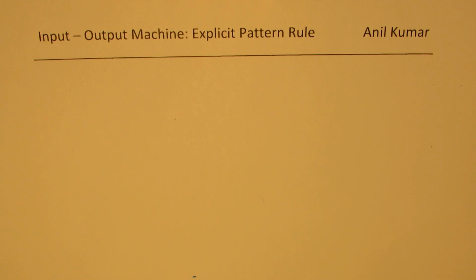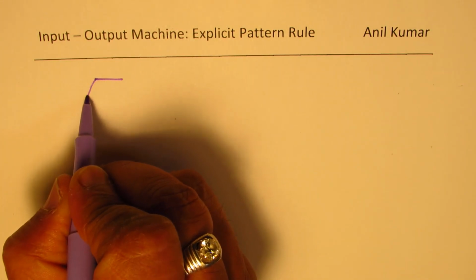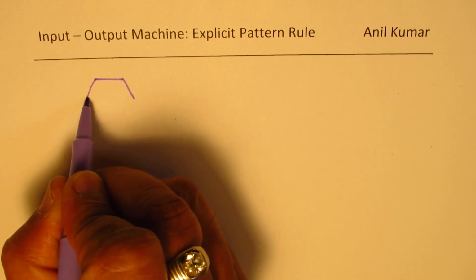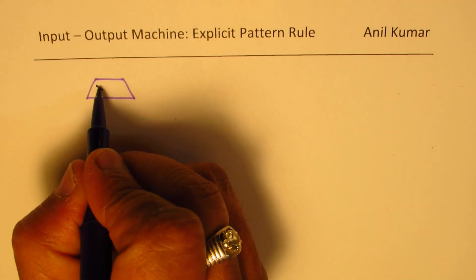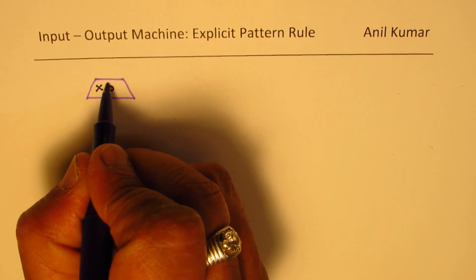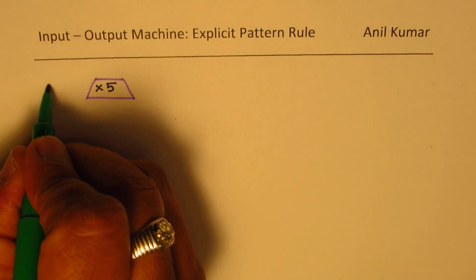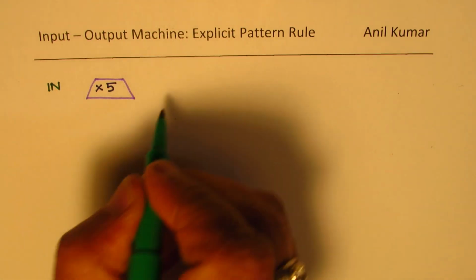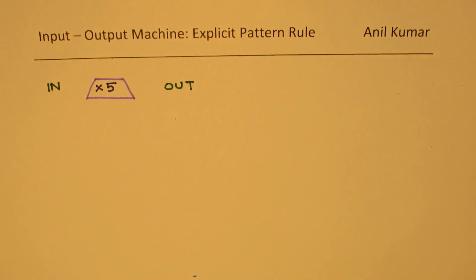This is a very important topic for our middle school students. Let us see how that works. So we'll take different kinds of input-output machines. Let us say we'll sketch a machine like this in which we'll write down the pattern rule. If I write here times 5, that means whatever is the input will be multiplied by 5 and then we will get an output, right? So that is what it means.